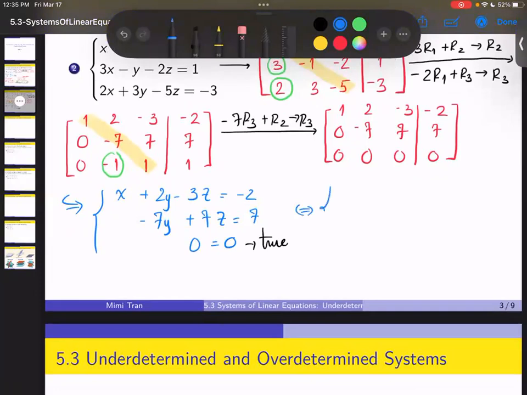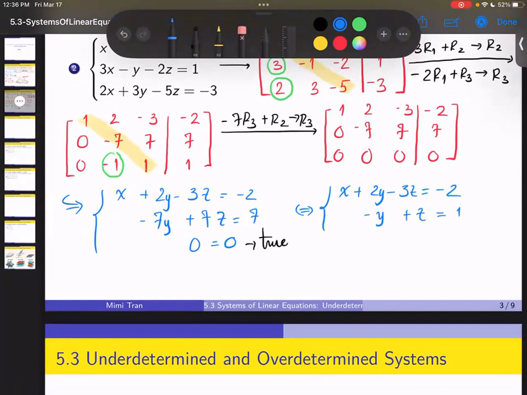Let me clean up my system of equations. Can I divide the bottom one by -7 or something like that? Or just 7? How about that? -y plus z equals 1. Okay, just clean it up a little bit.